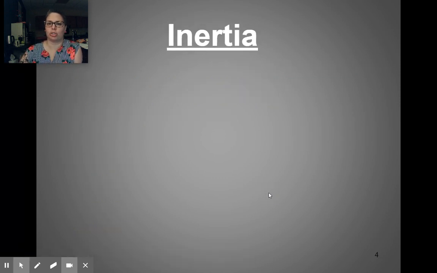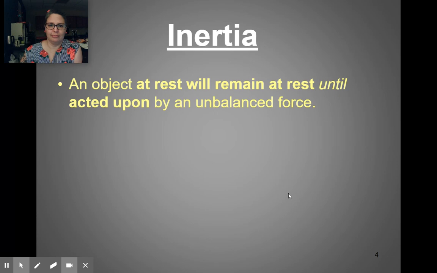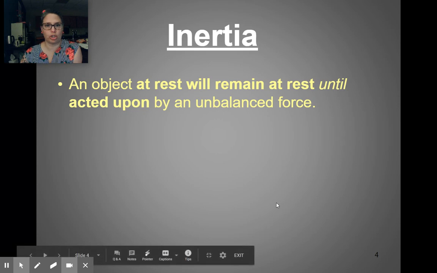Inertia. It's when an object at rest stays at rest until some force acts upon it. So if a book is sitting on a table, it's going to stay sitting on a table until some force acts upon it. That's showing inertia.